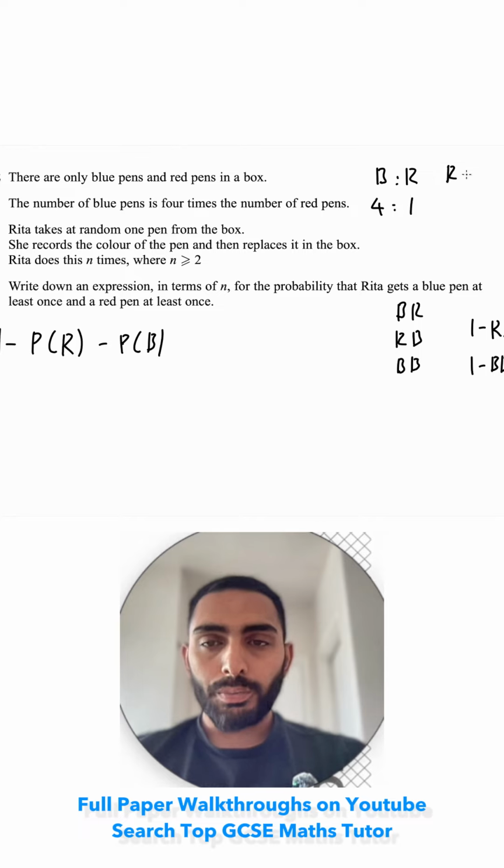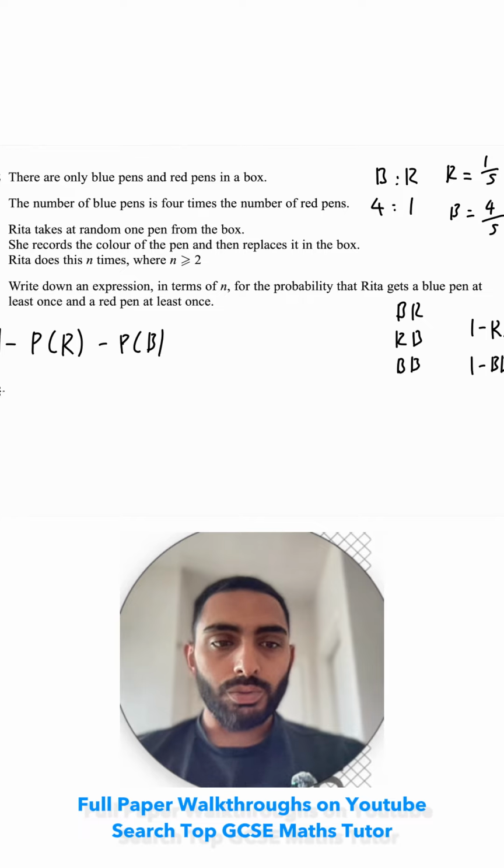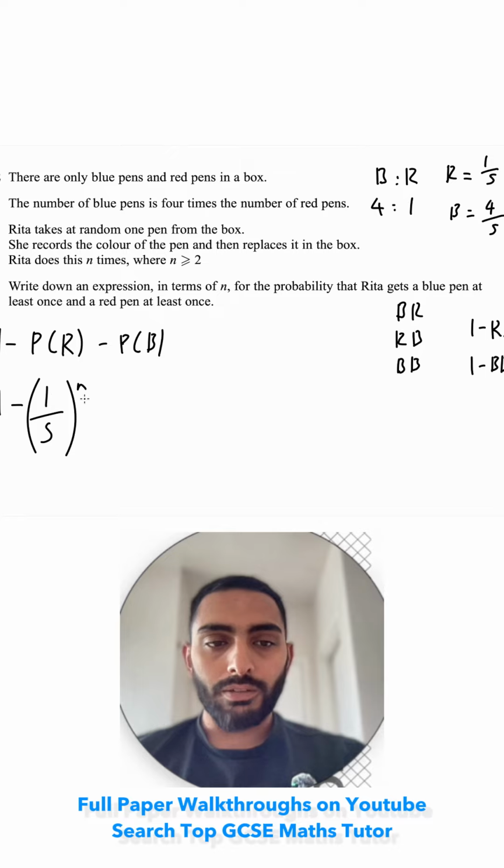So red would be equal to 1 out of 5 altogether. And for blue, it would be 4 out of 5 altogether. So we're doing 1 minus, for the probability of red, 1 over 5. And because we don't know how many times it's happening, we're going to raise it to the power of n. So this just means it's 1 over 5 times 1 over 5 times 1 over 5 times 1 over 5 repeatedly, but we don't know how many times it is.